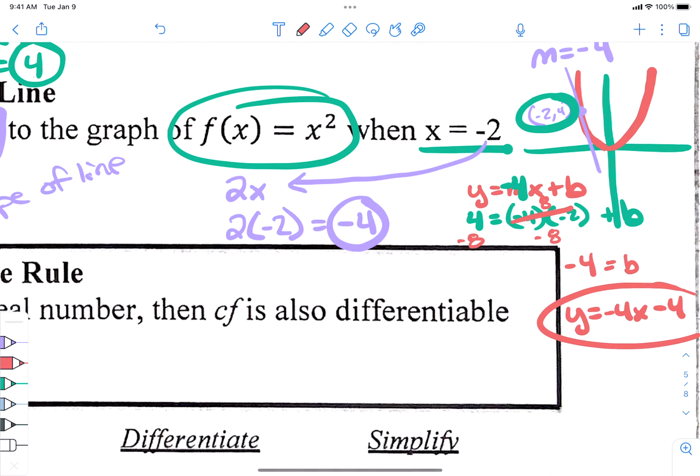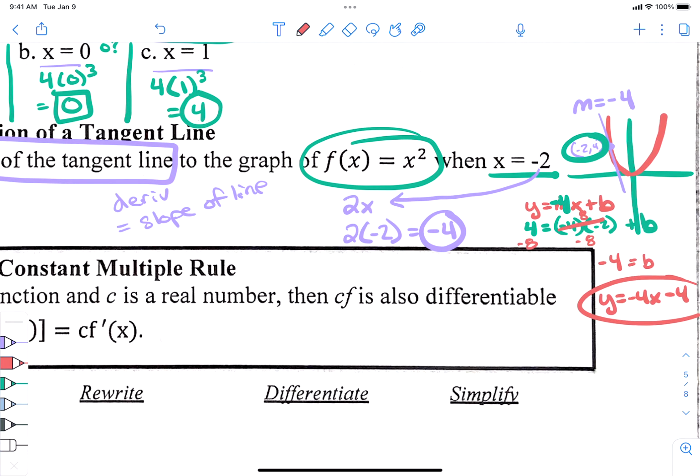I can do better than just finding the slope. I can find the equation of the entire line. So when they ask for the equation of the entire line, it's just algebra. After you find the slope, after you do the derivative, it's just algebra after that. Good? No? Okay, you tell me where I need to back up to.